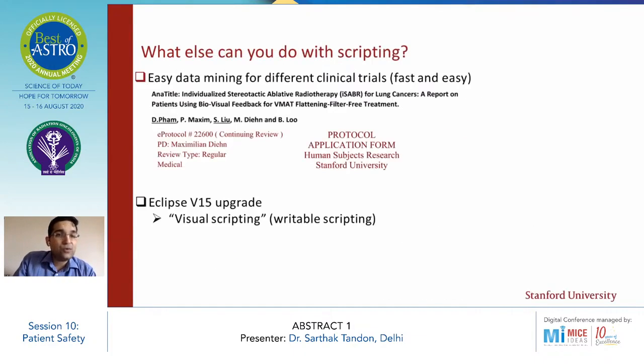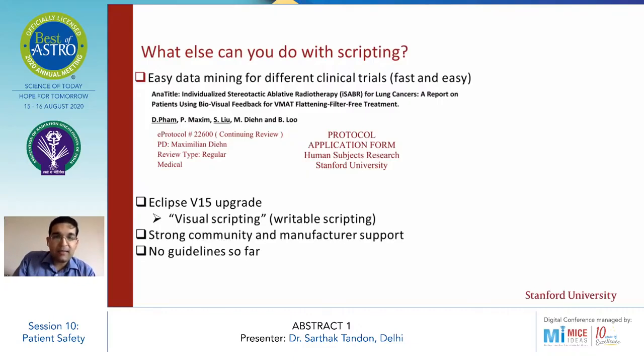So what else could you do with this scripting software? ESAPIX is an open source extension library for Varian Eclipse. They had used the Varian Eclipse scripting API. People who have different softwares can use different APIs. They were trying to use this software for easy data mining for different clinical trials as well. This was not a part of this study, but it is what they wanted to do in future.